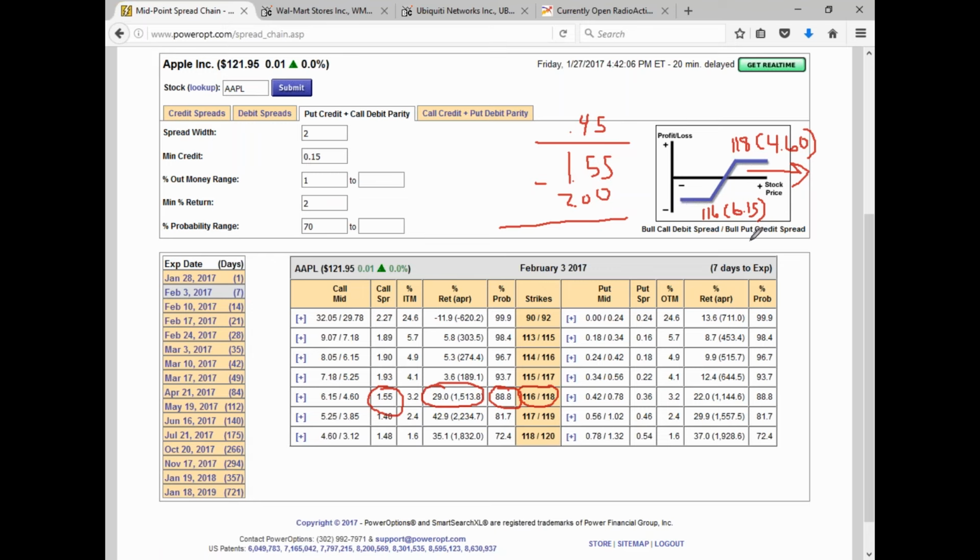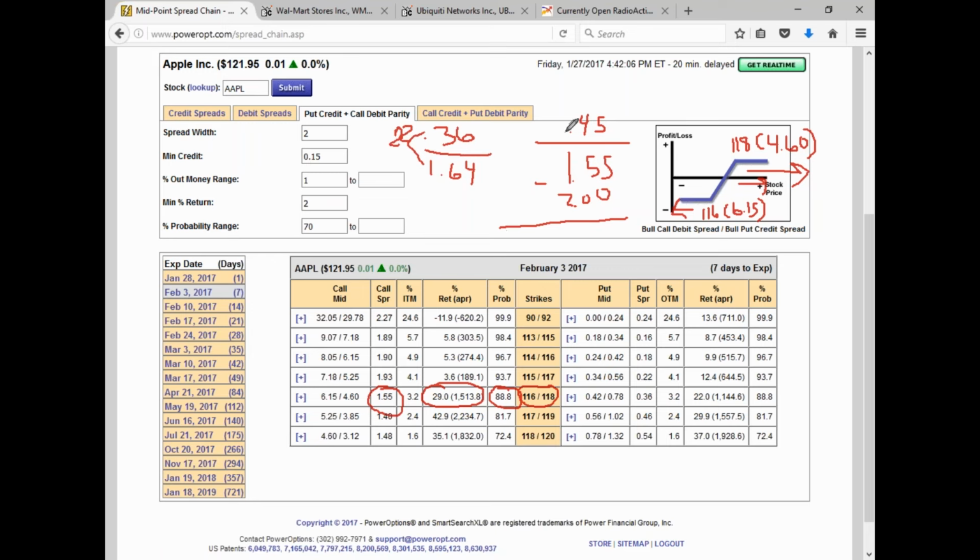So side by side, these are the exact same positions. They both make the same profit if the stock is above 118. You both realize the full loss if the stock's below 116 in 7 days. The 36-cent net credit you receive on the bull put would put the monetary risk on your position at 164. So you're looking to make 36 cents off of $1.64. That would be the margin requirement, the 2-point spread minus the 36 cents. And that's going to equal a 22% return.